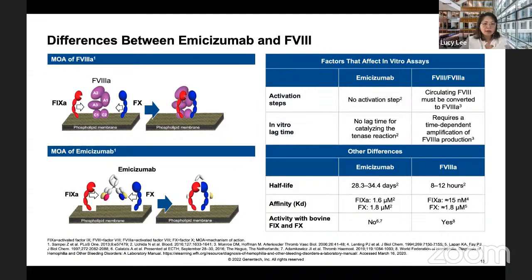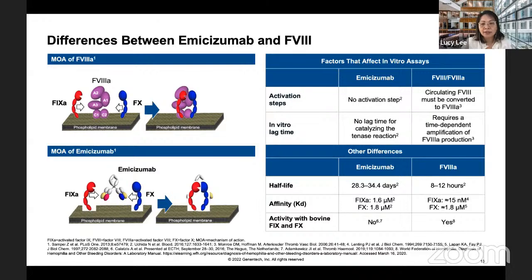So, talking a little bit about differences between emicizumab and factor VIII, because this is a question that comes up quite a bit. You can see on the left that emicizumab structurally does not look like factor VIII. It does mediate the same cofactor activity as activated factor VIII in the tenase reaction. And in the absence of binding to activated factor IX, emicizumab is not active in circulation, so it doesn't have any impact on other parts of the coagulation system.